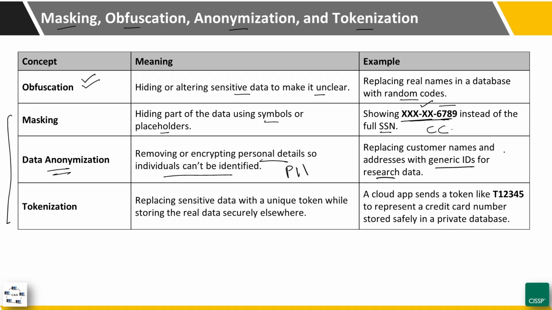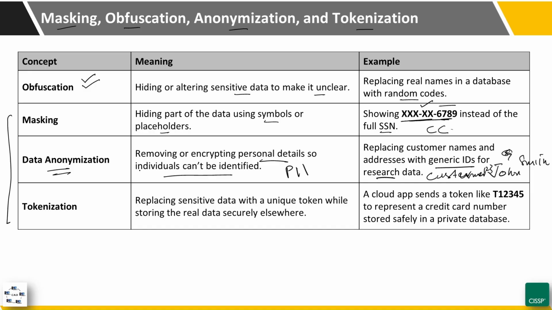For example, if we have, let's suppose, John Smith, a customer name, we can replace this with a generic ID, for example, customer, let's suppose 123. So this is generic, no one can identify John Smith from this customer 123. And another important thing about data anonymization is that this is irreversible. So you cannot trace back customer 123 to John Smith.